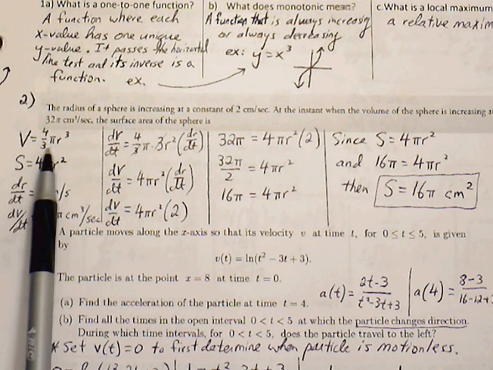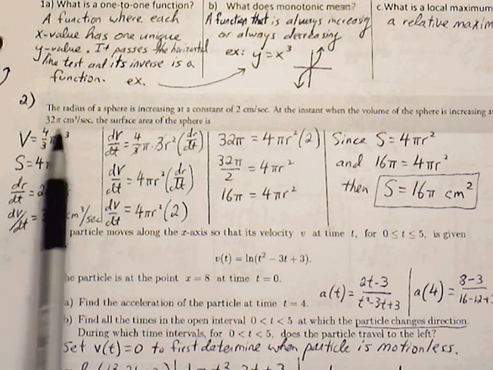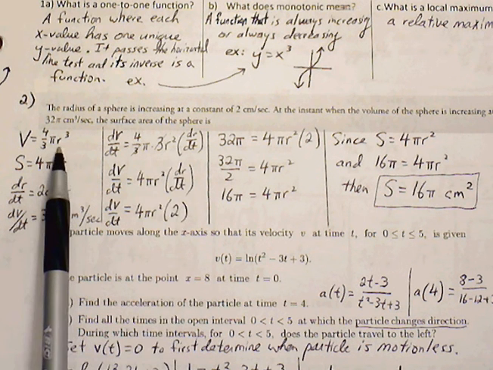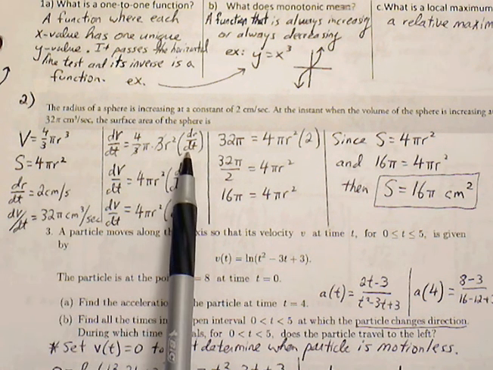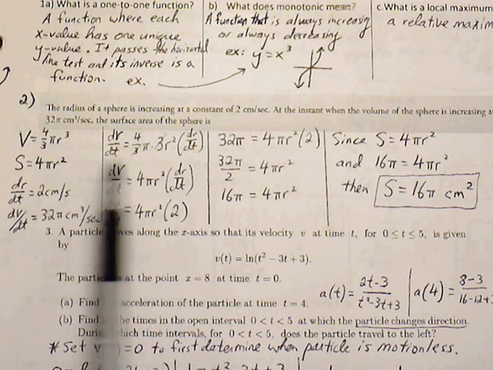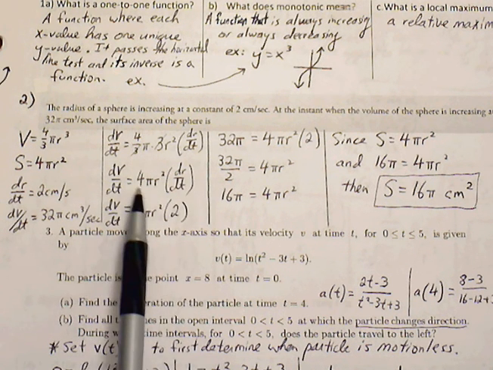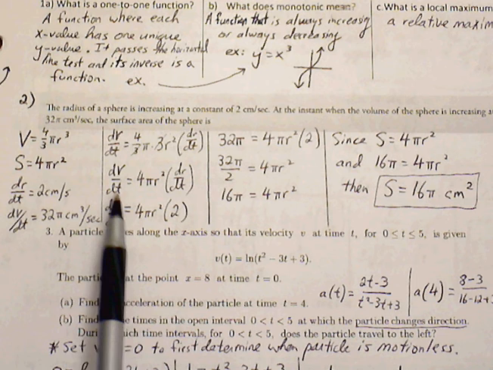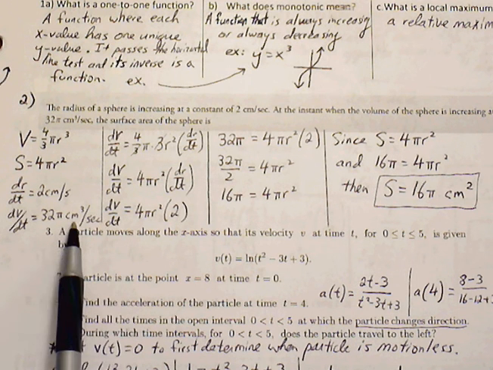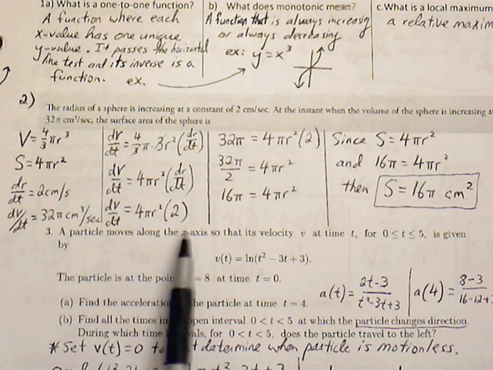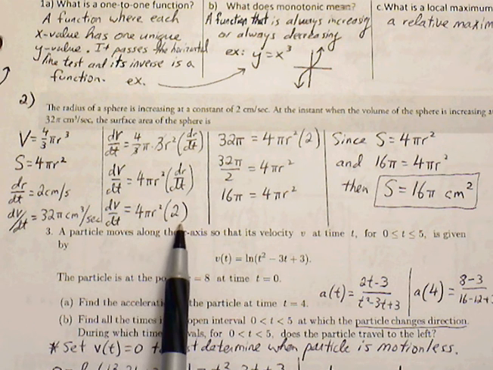4/3 pi, think of this as the leading coefficient. R cubed, the derivative there would just be 3r squared, but we're involving r's derivative, so we've got to attach dr dt. Okay, so let's see what we can cancel out and simplify. The 3's cancel out, so we're left with 4 pi r squared dr dt. dV dt, we know the value for that, 32 pi cubic centimeters per second. Okay, and then dr dt gets replaced with 2.